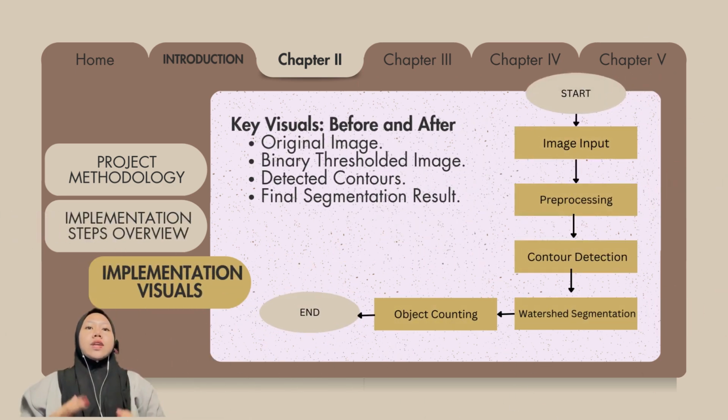Next, we move to the implementation visuals. Here's the visual presentation of our workflow. On the left, we have the original image. In the middle, you can see the binary thresholded image, and contour detection highlights object boundaries, while the result shows how overlapping objects were separated using the watershed algorithm. This step ensures accurate detection and counting.